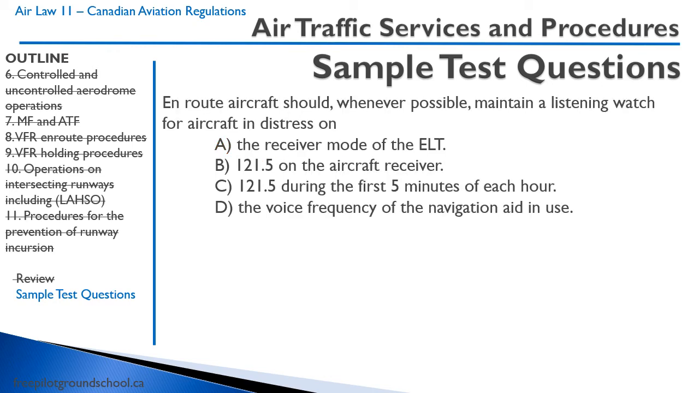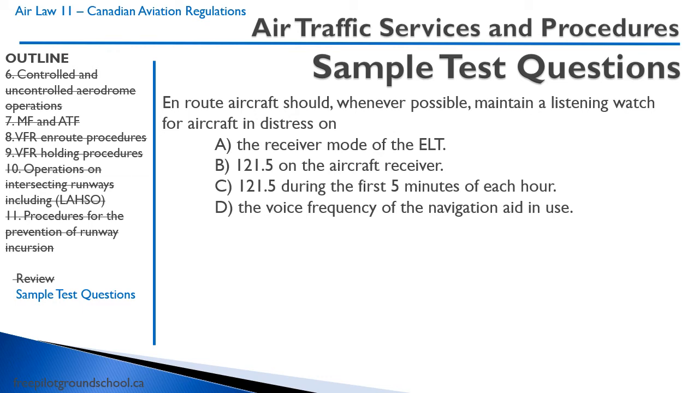En route aircraft should, whenever possible, maintain a listening watch for aircraft in distress on. So remember, whenever possible, that's if you have a second radio. Your first choice will be 126.7. If you have a second radio, you're going to listen to the emergency frequency. So remember, what is the emergency frequency? It's 121.5. So let's go through these.